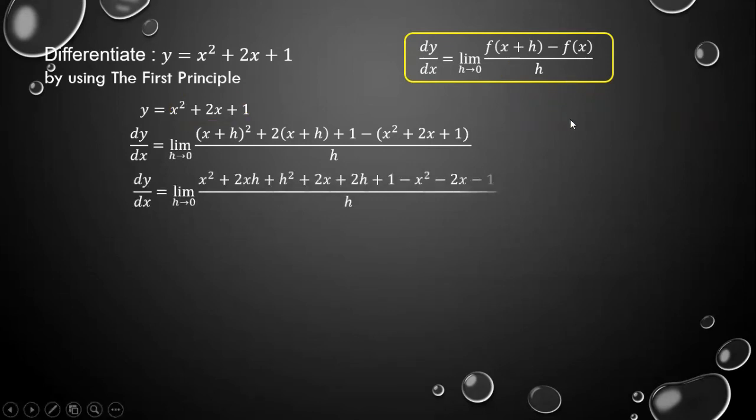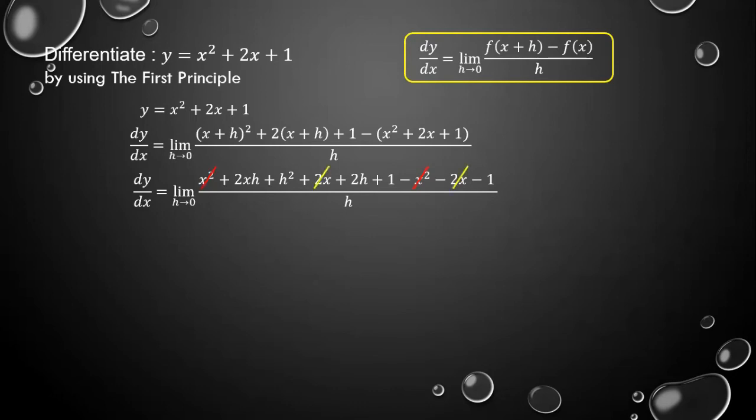So, dy over dx equals limit h to 0, and then you have to expand this one. You should remember this one: x squared plus 2xh plus h squared. You got it, right? Okay, next. We got this function already. So what's next? We can simplify by canceling the same terms. Cancel x squared and minus x squared.